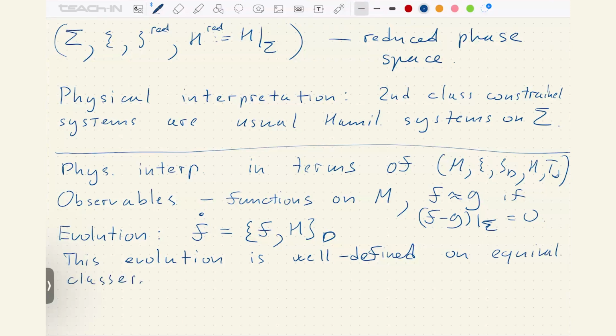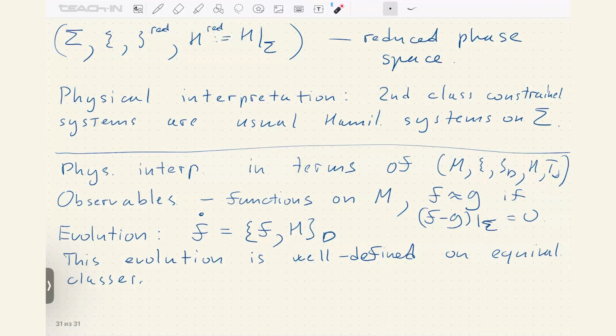What do I mean? If I take F and study how it evolves with time, and then I take an equivalent observable G, such that F and G coincide on the surface, then in general I get a different evolution. But in fact, this evolution is going to be equivalent in the sense that the difference between, for instance, the time derivative of F and G is going to vanish on the constraint surface.